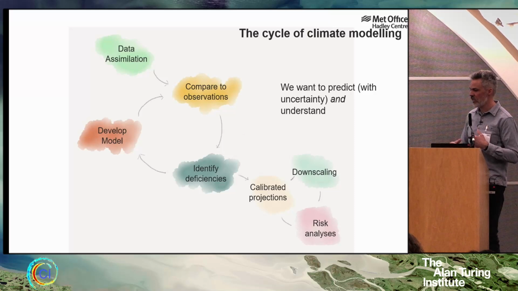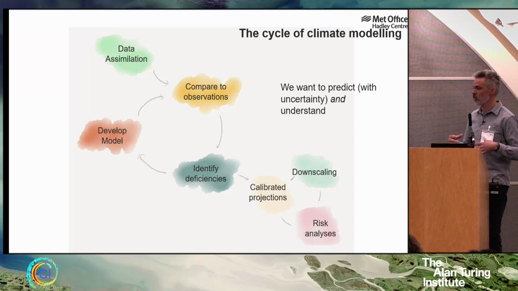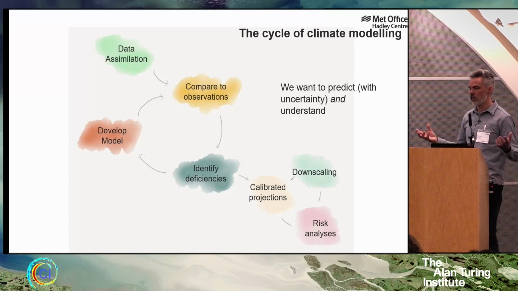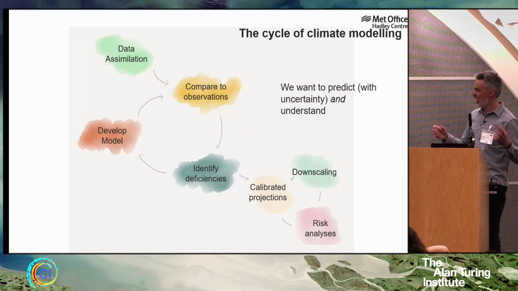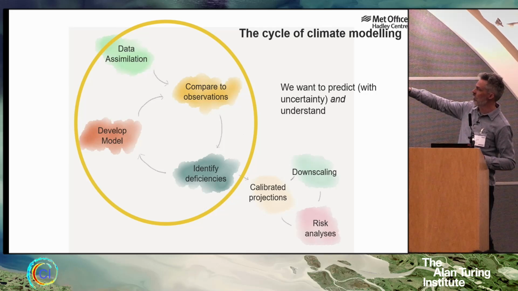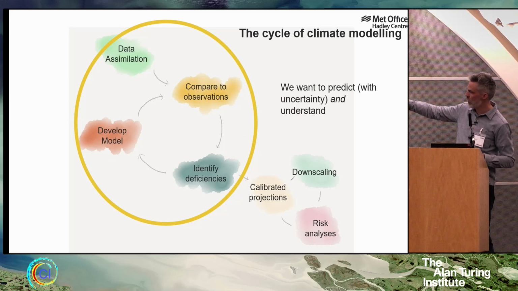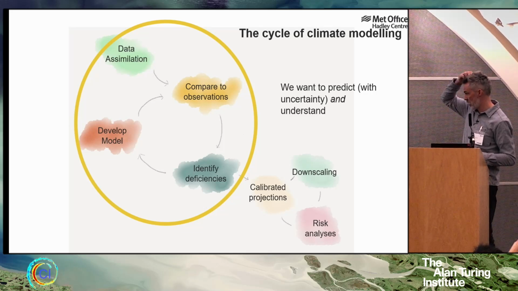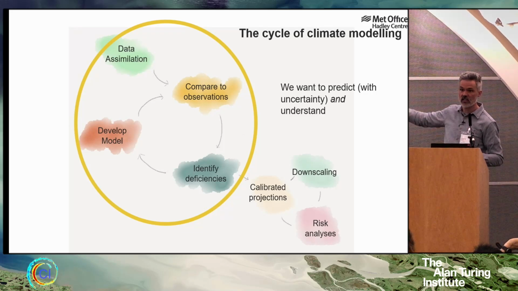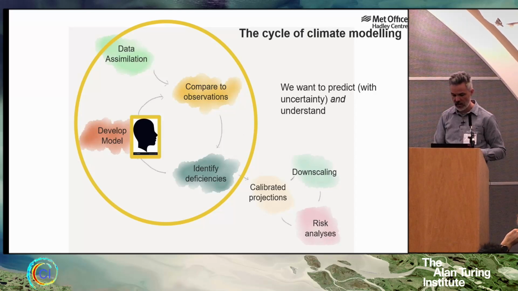So for the last 15 years, like Tamsin, we've been trying to develop uncertainty quantification methods for these big deterministic simulators. And at the moment, this is the cycle of climate modeling. We've got this developing model, comparisons with observations, and identifying these deficiencies. And out of that, you get these calibrated projections and downscaling and all the risk analysis, all the fun stuff that's really useful for policymakers or people making decisions on the ground.